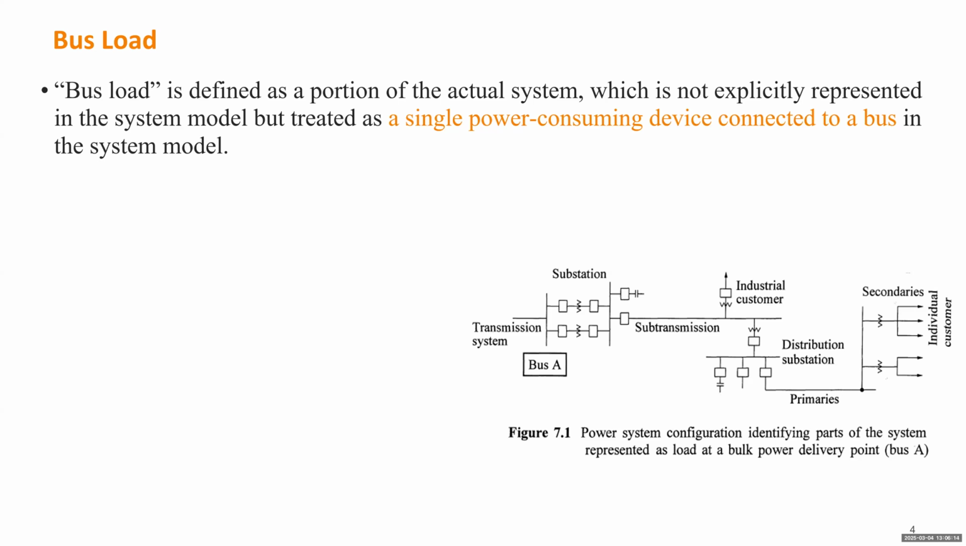So when we step down the voltage from a high voltage transmission through a substation, you will utilize some transformer to decrease the voltage to sub-transmission level, usually lower than 100 kV. At the sub-transmission level, if there's a large industry customer which will connect to the grid at high voltage, there could be a load going to the industrial customer.